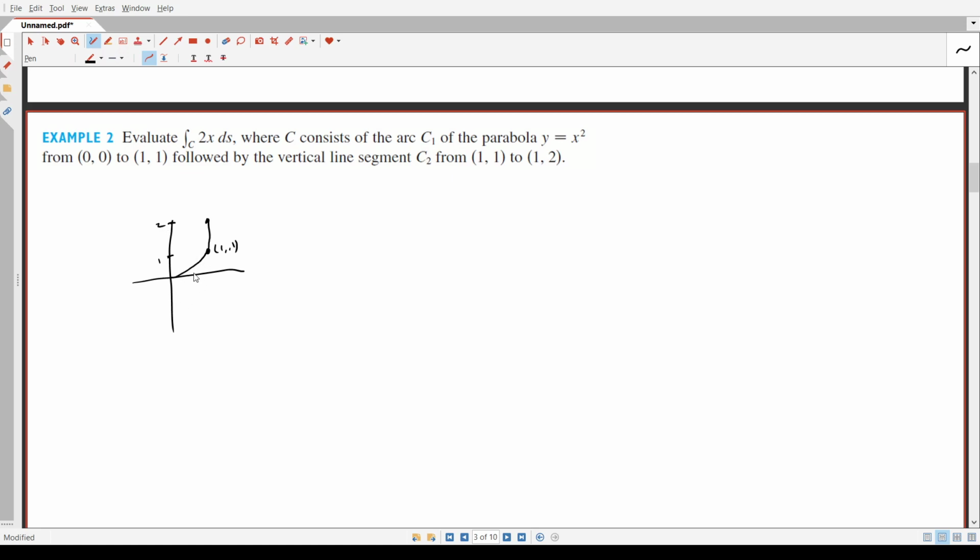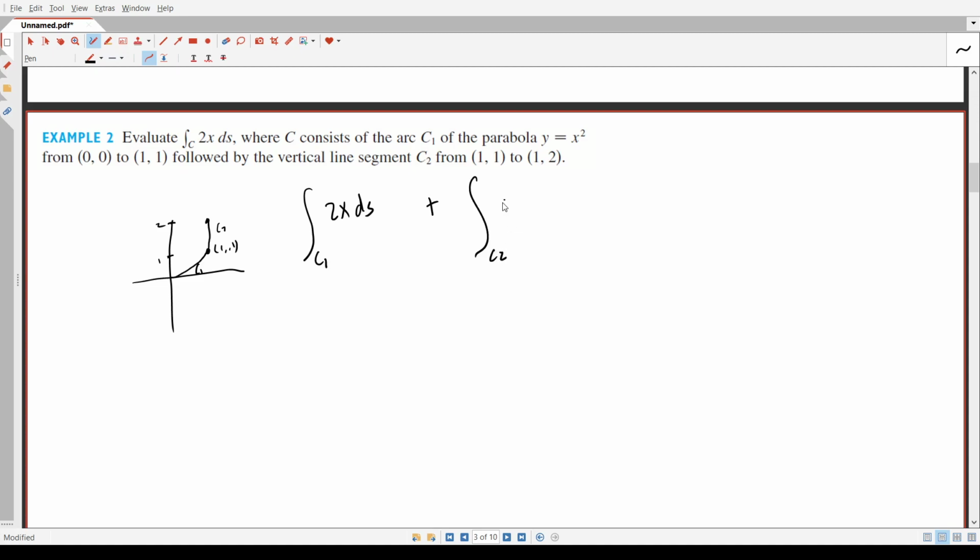Okay, so here I have two segments. So what I'm going to do is just like I would do with a regular integral, I'm going to break it up into two segments. I'll call this part C1 and this is C2. I'll integrate over C1 and then I'll integrate over C2.